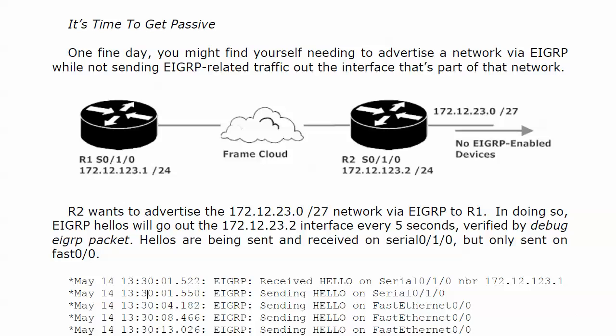The adjacency is already there. And what we want is for router 1 to have the 172.12.23.0/27 network in its EIGRP routing table. Problem is, when we do that, we're going to generate some traffic we might not want because we don't have any other EIGRP enabled devices off of that interface on router 2. So we're always interested in cutting down unnecessary traffic, and we're going to see quite a bit of it here in just a moment, I do believe.